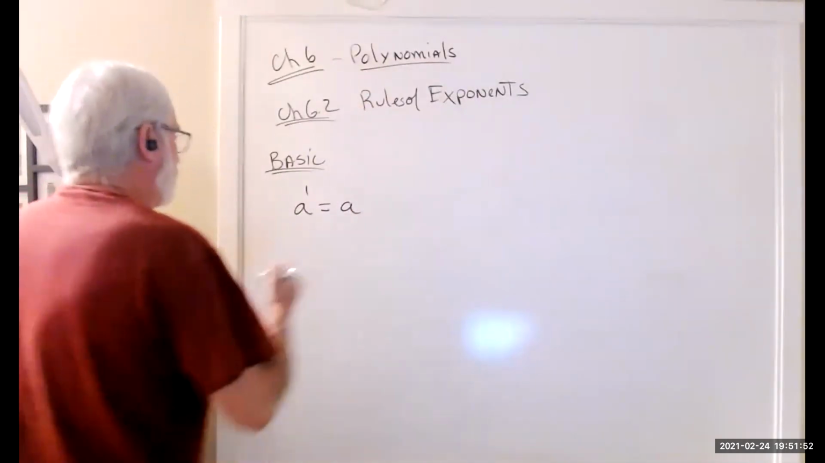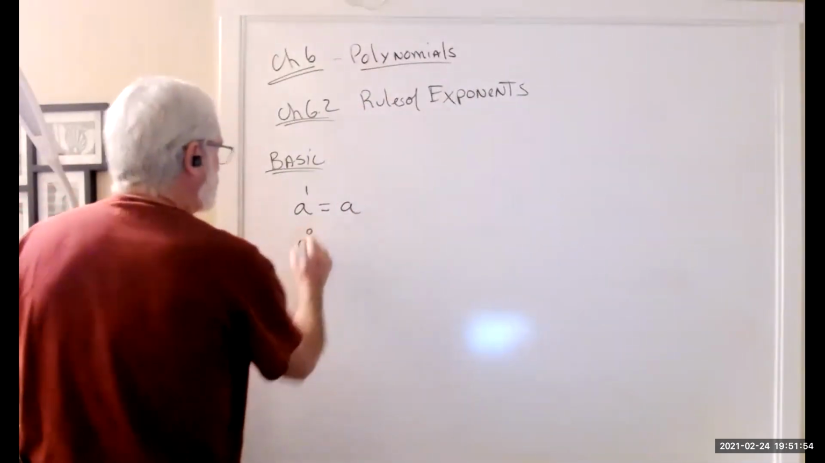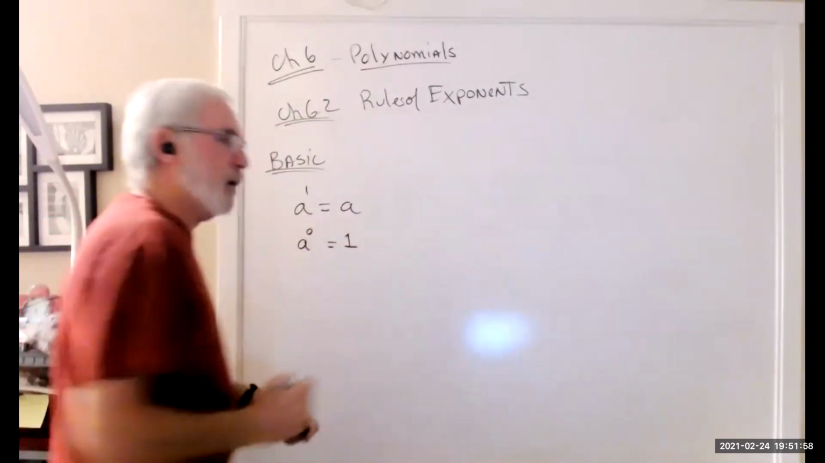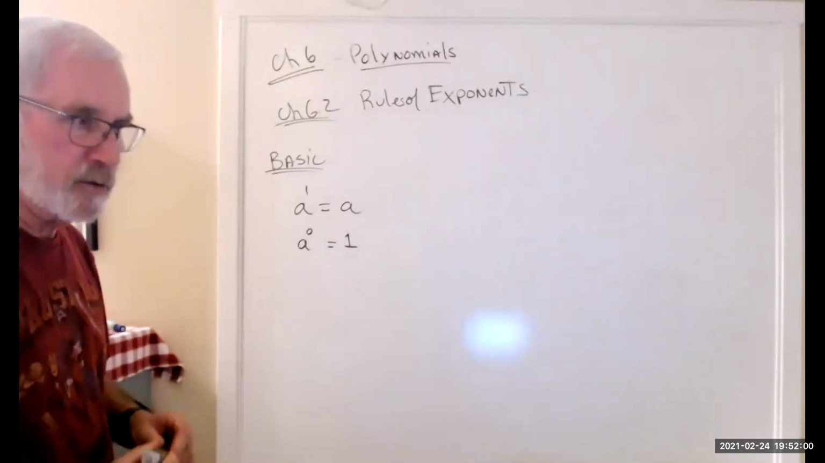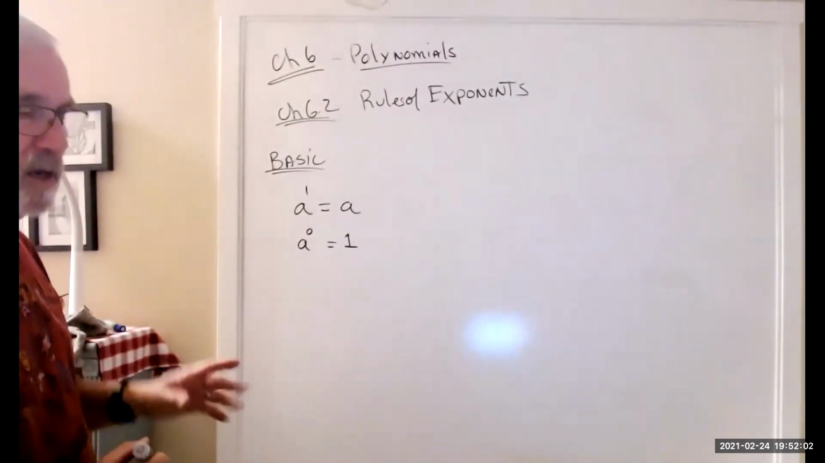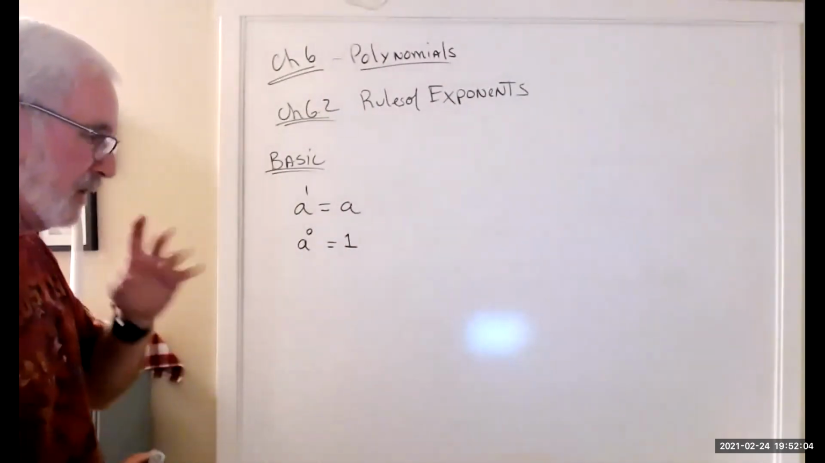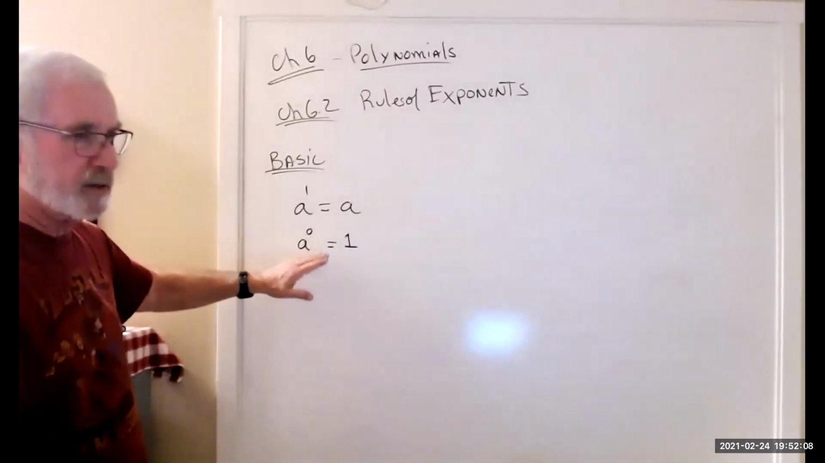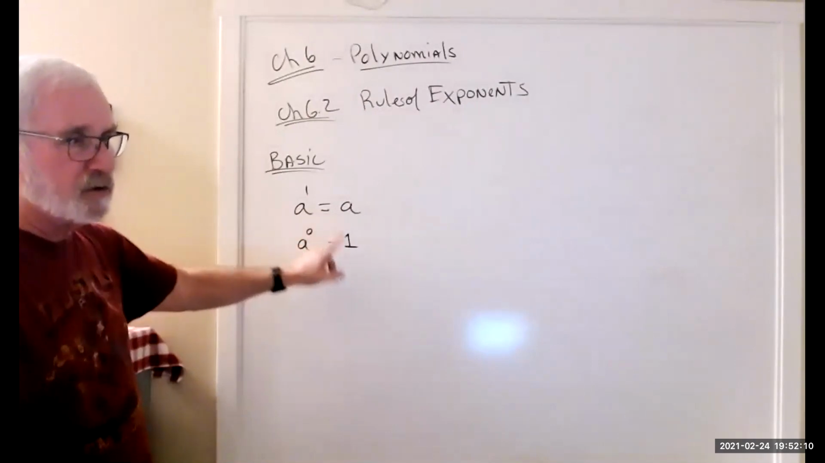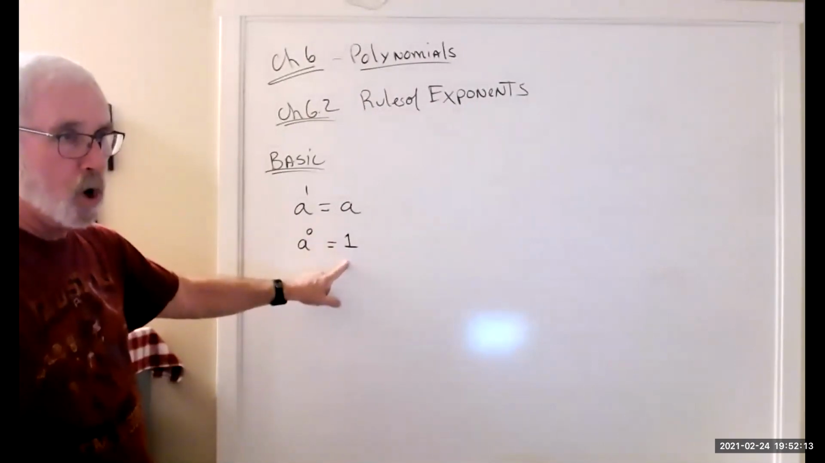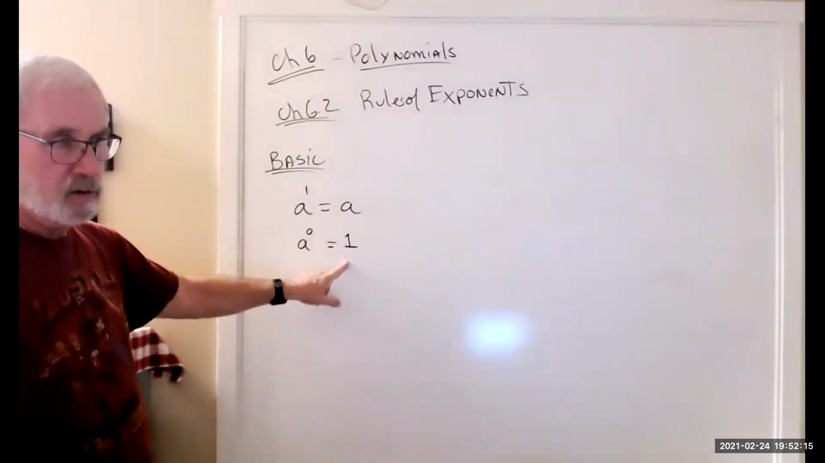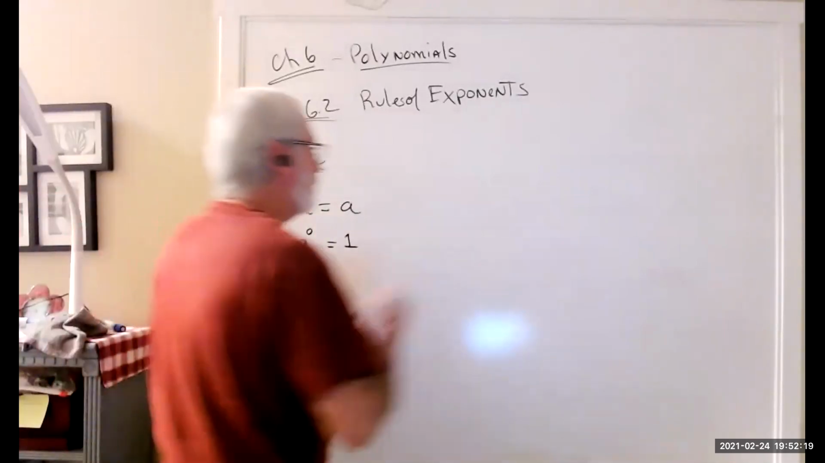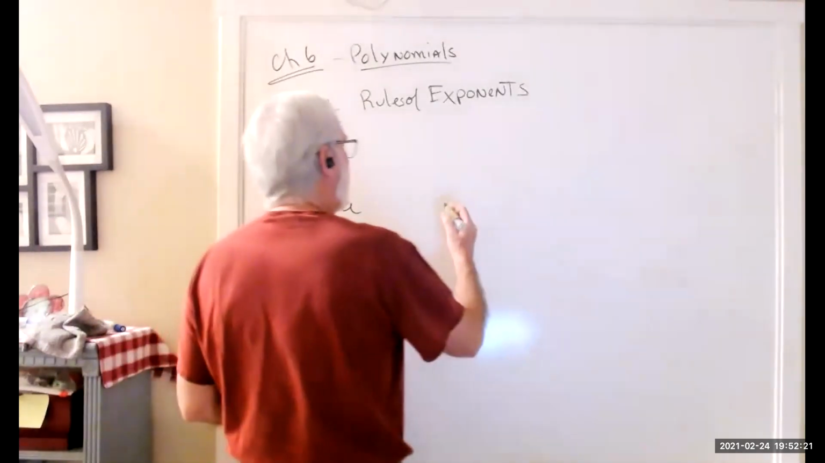Second basic rule, anything to the 0 power is 1. I will explain this later. Okay, right now, it's not good teaching, it's horrible, but this is just a sort of a shut up and memorize. Anything to the 0 power is worth 1. Okay, I'll explain why this comes up.